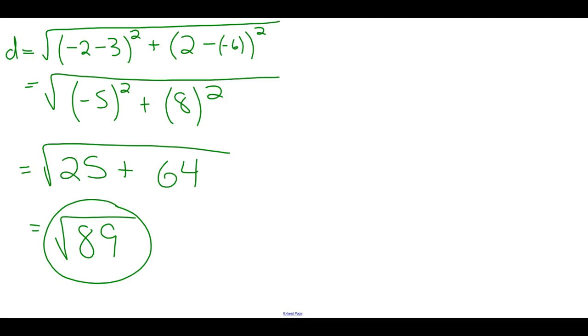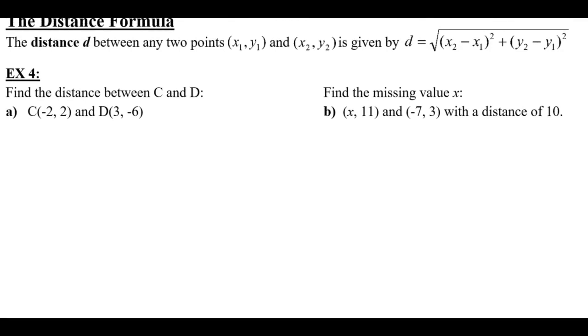Now, the last problem for today. How is B different than A? It gives you the distance. Find the value of x. We have to go backwards and find the missing value of x. So, this is where the college algebra part comes in. This was just geometry. We learned this a couple years ago. Now we have to apply that towards the algebra.